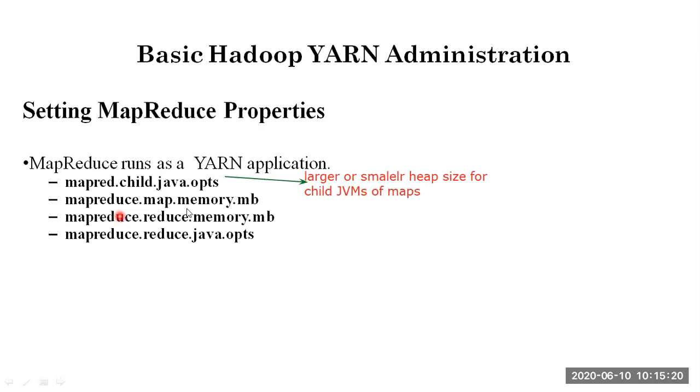And the second one, mapreduce.map.memory.mb, provides you a larger or smaller resource limit for maps, and by default this will be 1536 MB. Again, it depends on the configuration. If you want, you can extend it further.